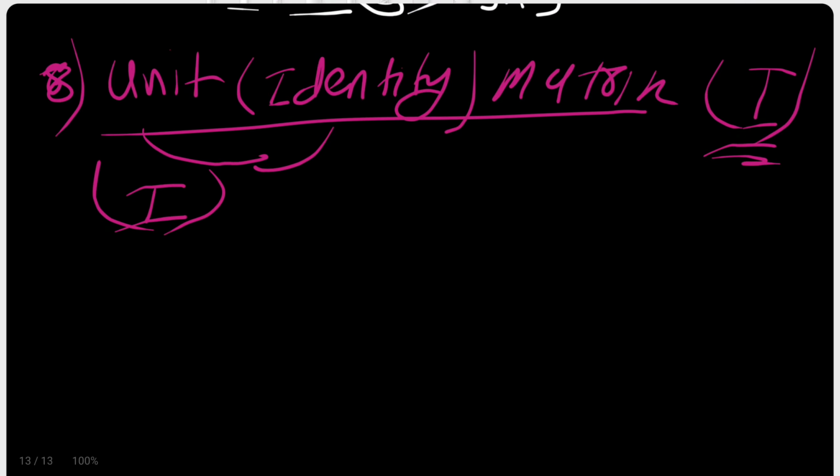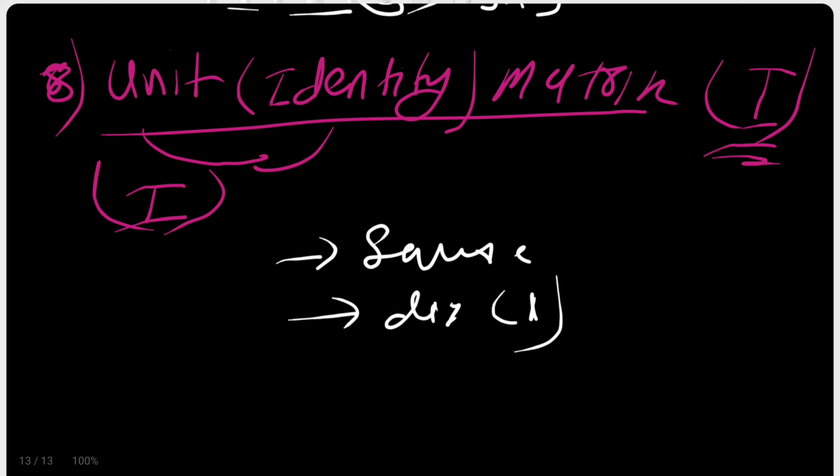Okay. Then what is the identity unit matrix? In a unit matrix, the requirement is that it has to be a square matrix, and the diagonal has to be only one.